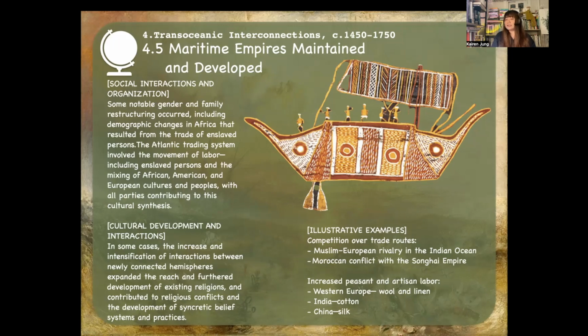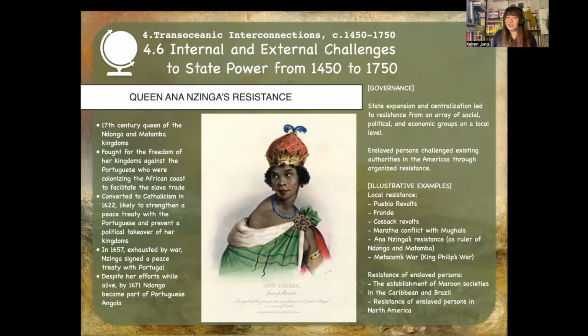There was increased peasant and artisan labor from Western Europe in the production of wool and linen, in India, cotton, and China, silk. Now let's look at internal and external challenges to state power that occurred in this time period between 1450 and 1750.